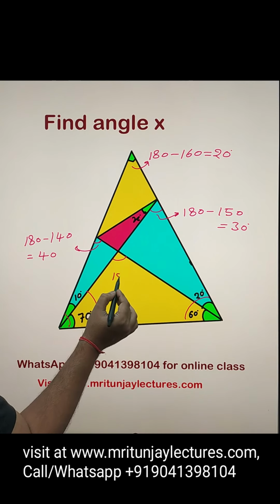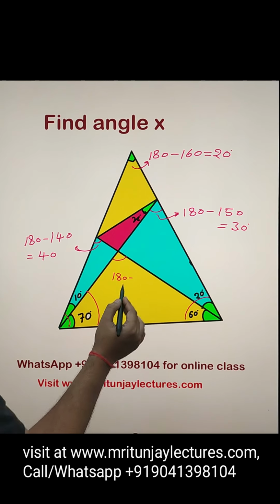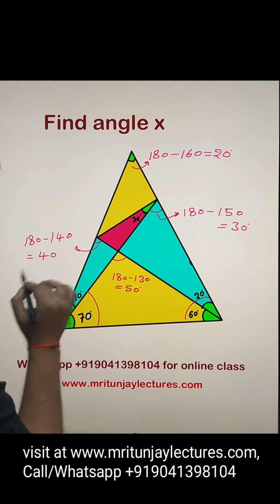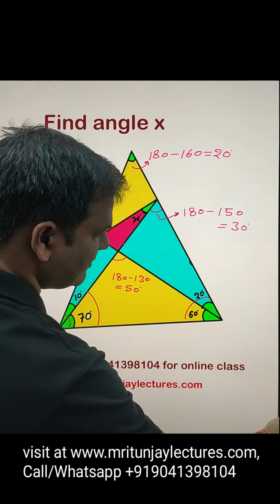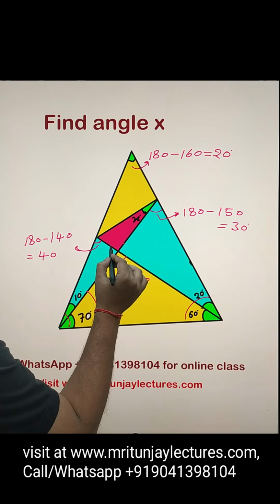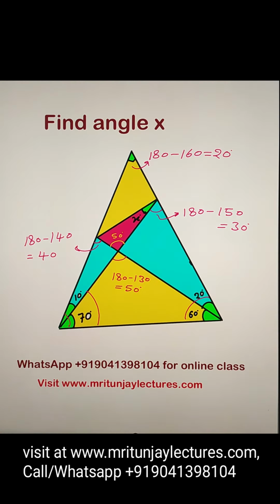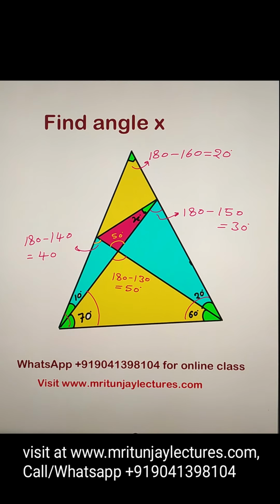Now that angle and that angle, 70 plus 60. This one is written 180 minus 130. So basically 50 degrees. So if this one is 50, then that angle is how much? 50 degrees. Okay, I hope that is clear. This one is 50 degrees and that one is 40 degrees.